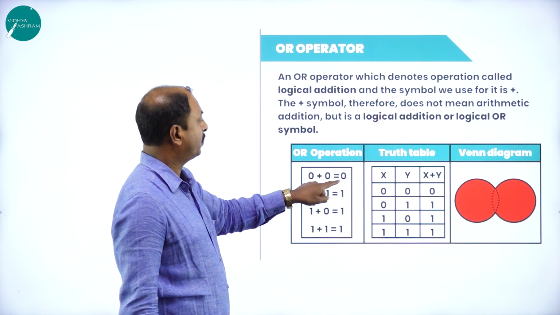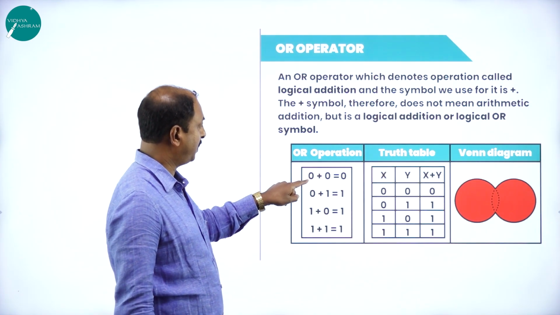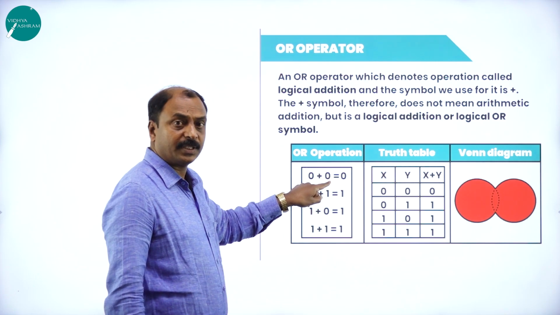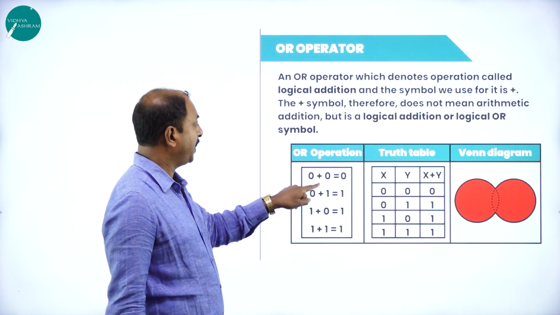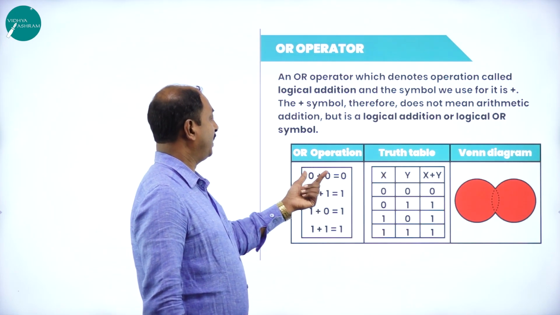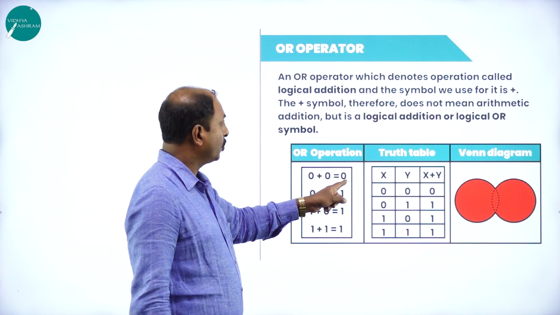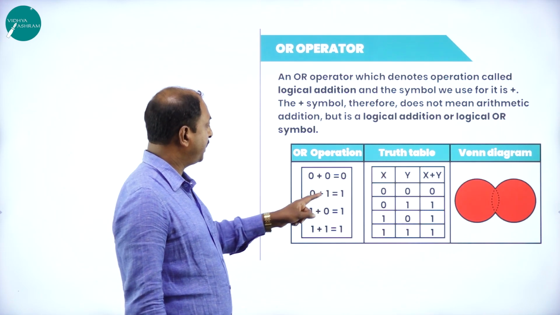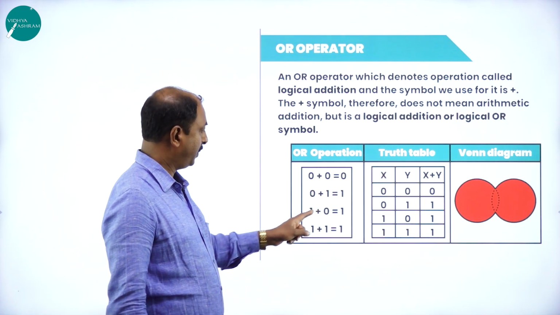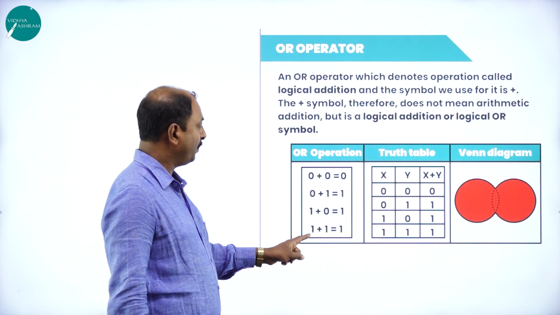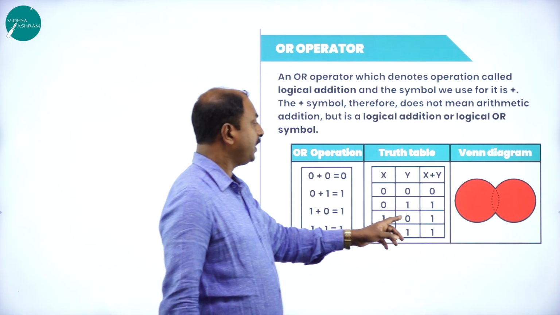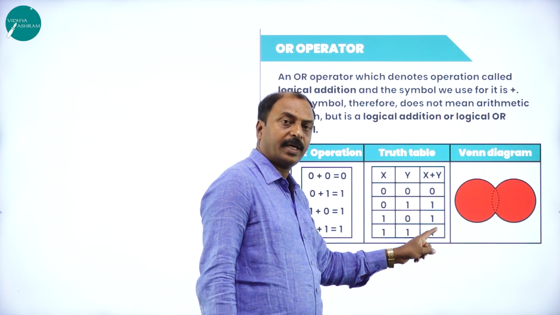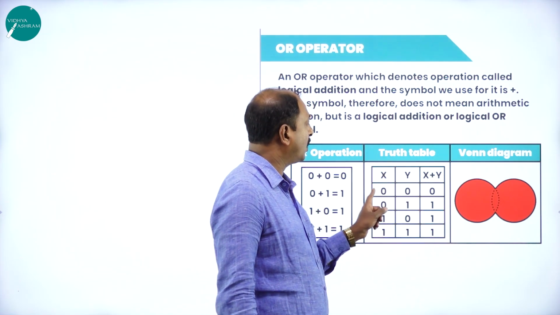0 plus 0 equals 0. Here 0 is one variable, one more variable is 0, and in between, the plus is called the operation. If both the variables are 0 and 0, the output would be 0. And here 0 plus 1 is 1, 1 plus 0 is 1, 1 plus 1 is 1. So based on this operation, now we can compute this column and write the output for each combination.